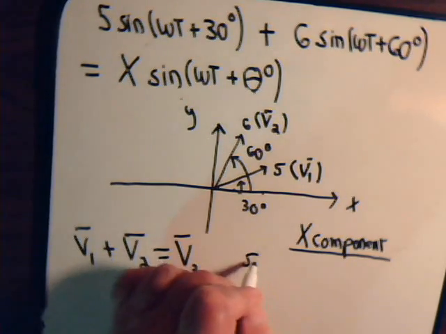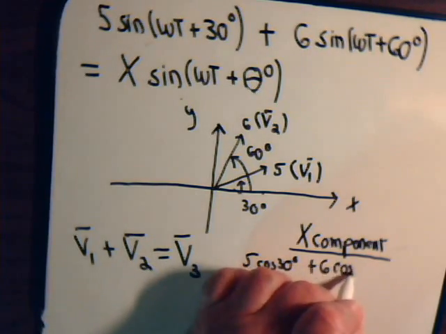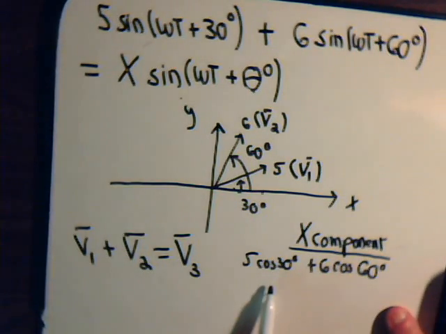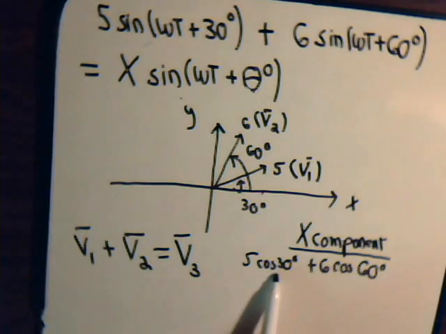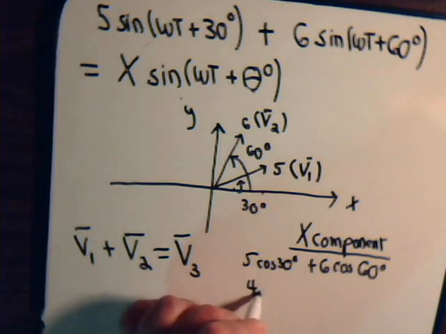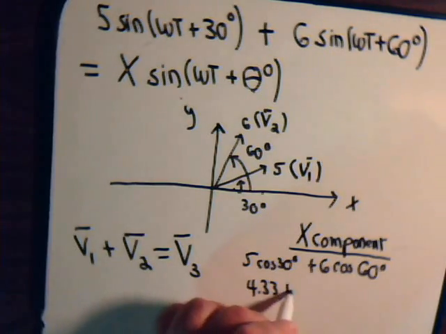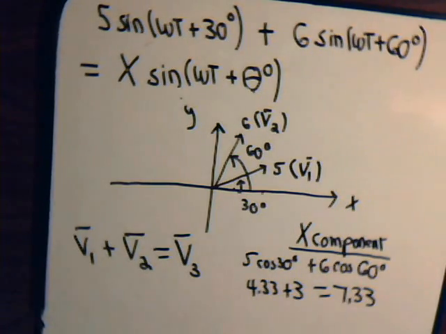So we have 5 cosine 30 degrees plus 6 times the cosine of 60 degrees for this one. So add these two x components together, and we'll have the x component of our added vector. The cosine of 30 degrees is the square root of 3 over 2, like 0.866. We multiply it by 5, and we get 4.33. The cosine of 60 degrees is 1/2, so that's 3. So this equals 7.33. So the x component from adding these together is this.